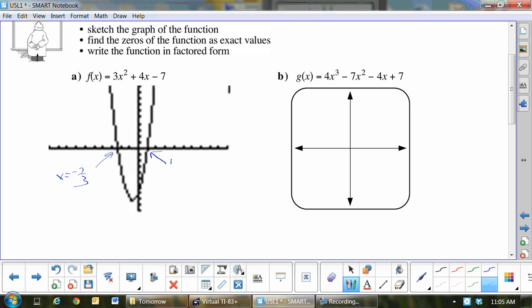You're getting 1. Now, I would always recommend you do this. Go find the y-intercept. And you'll see y in a second. Get it? Y. Okay.